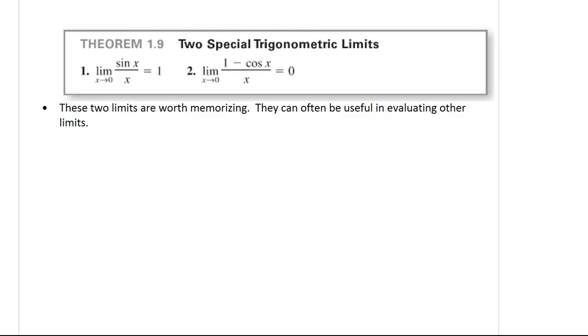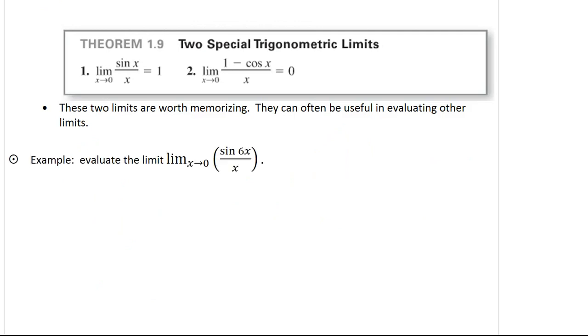Now these two limits are what we call special trig limits. They come from the squeeze theorem. Now these two limits are direct consequences of the squeeze theorem with a little bit of trig work. I'm not going to go into the details of how you use the squeeze theorem to get these two limits, but that's where they come from. But you can use them to evaluate other limits.